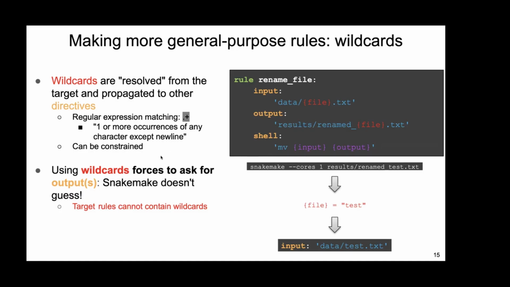But one thing that is important is that once we have wildcards, since the values of the wildcards are going to be determined from the target file, it forces us to ask for an output, because Snakemake otherwise doesn't have a way to guess what the value of that wildcard is going to be. And that implies that the target rules cannot contain wildcards.